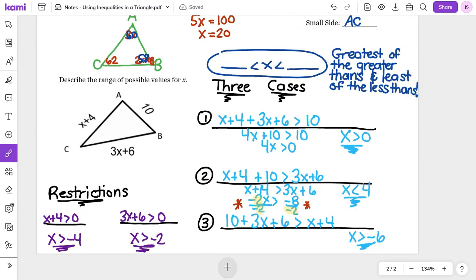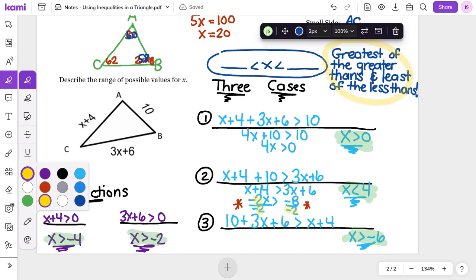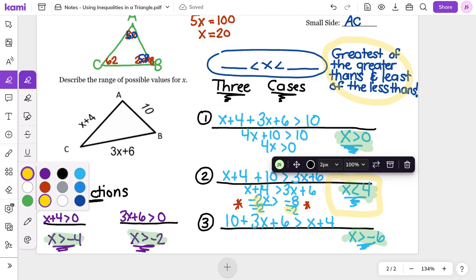So once we do all of this work, we ended up with 5 inequalities, right? Here, here, here, here, and here. And the way that you determine your answer is to think about this. I want to look at all my greater thans and pick the biggest one, the greatest of the greater thans, and also look at the least of the less thans. And that's going to help me write my answer inequality. So there's only one less than, right? X is less than 4. So that's going to be my upper bound. There's only one choice for that.